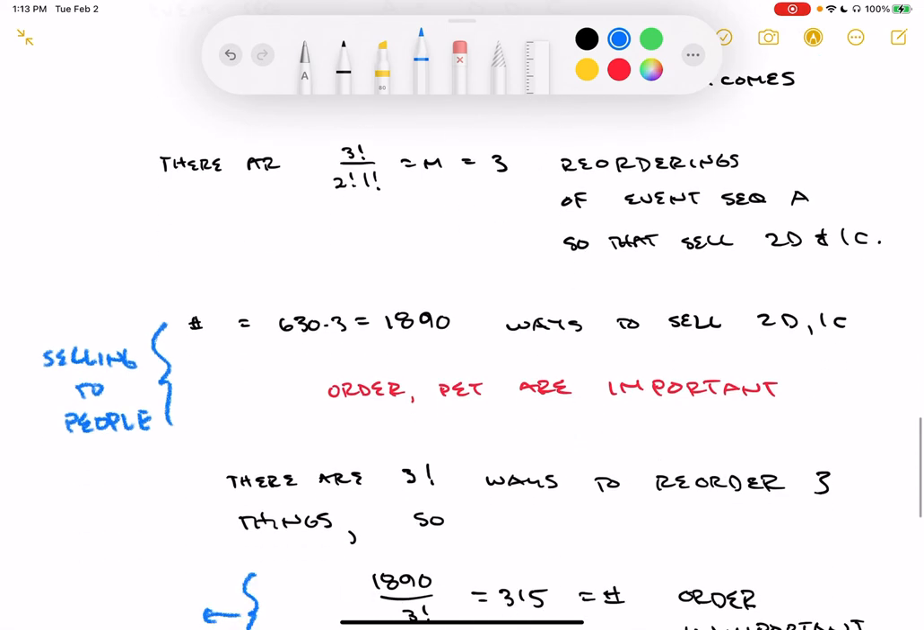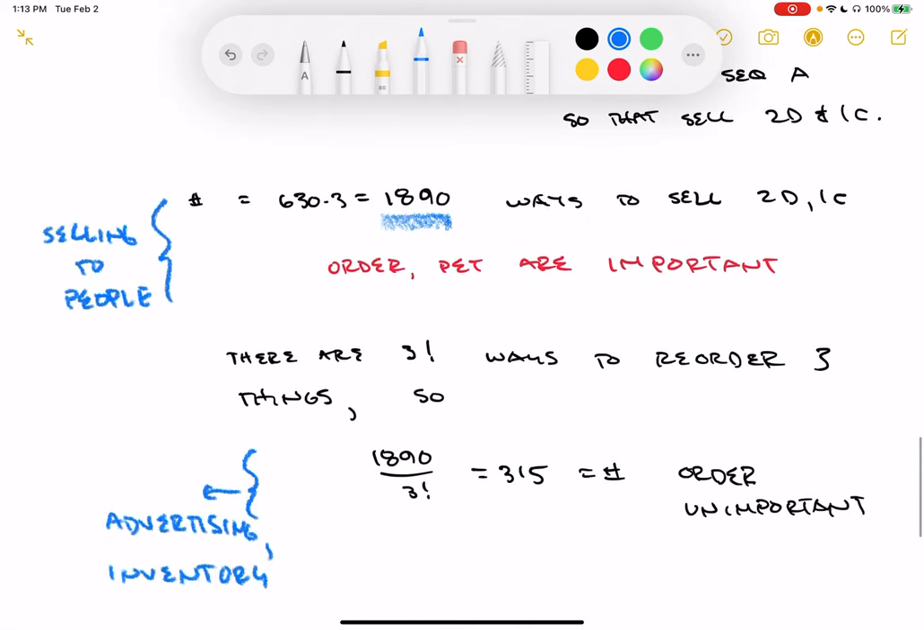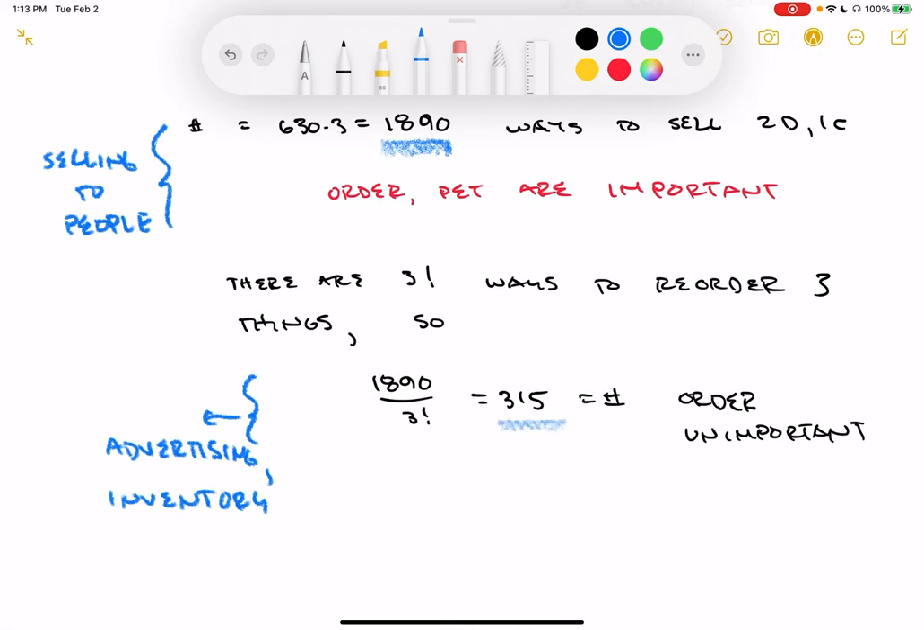And maybe which count I'm interested in, that 1890 or this 315, depends a bit on the further application or the further need for it. If I had no information beyond that, I'd probably stick with the selling to people. That would seem the most reasonable.